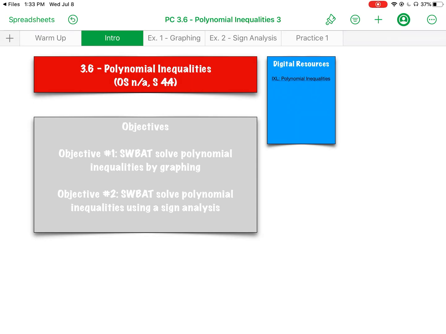All right, this is our last section for Unit 3, 3.6, and we're focusing our attention now to polynomial inequalities. I'm going to cover two examples in this video, one where we're using the graph of a polynomial function to solve an inequality, and then another where we're using a sign analysis, okay?